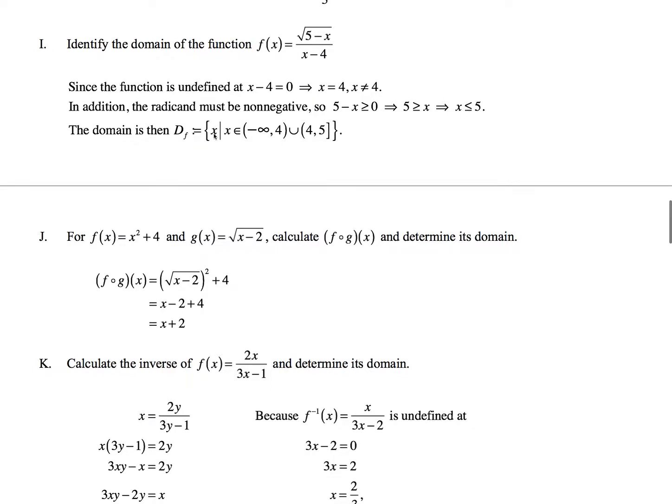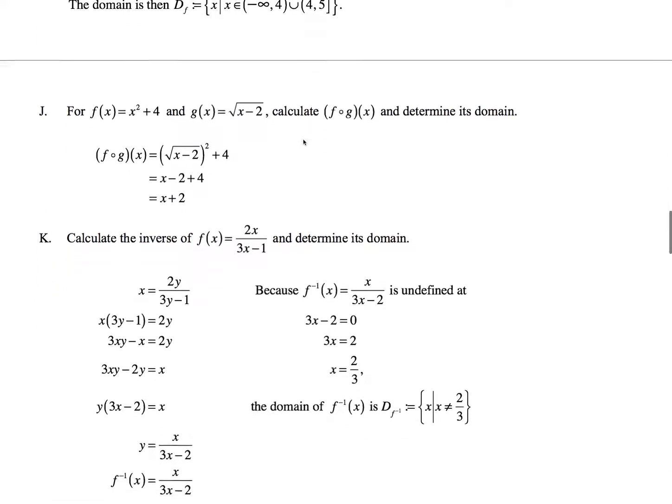So the domain is the set of all x such that x is in these two intervals: negative infinity to 4, with the curved parenthesis there to indicate 4 is not included, union 4 to 5. Since this is less than or equal to, 5 is included. 4, though, is not, because x cannot equal 4, so we have the parenthesis, the curved bracket here.